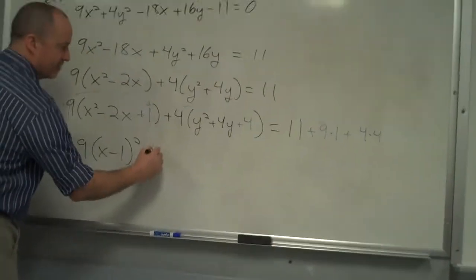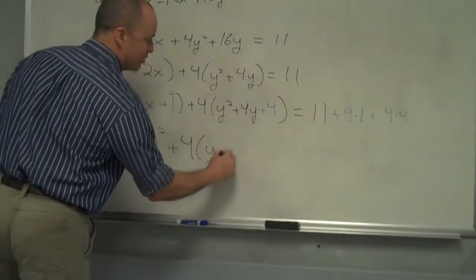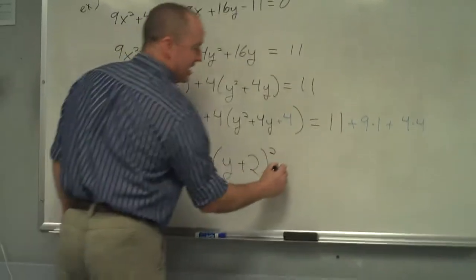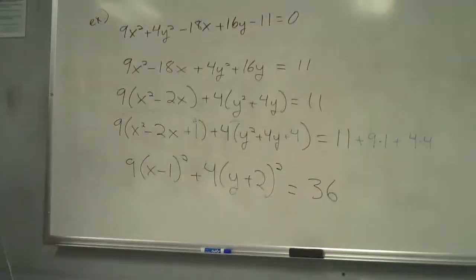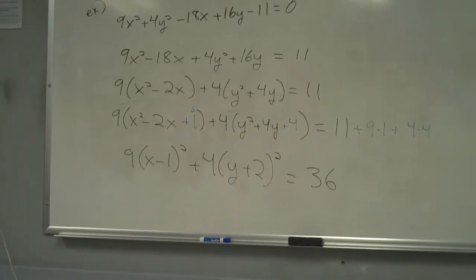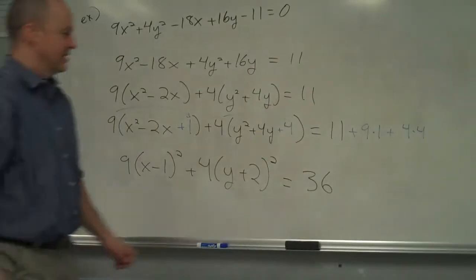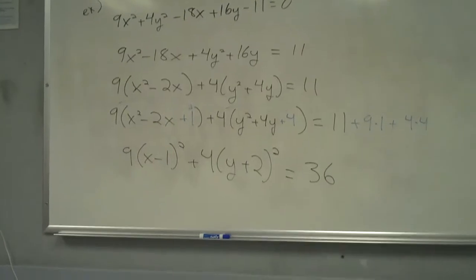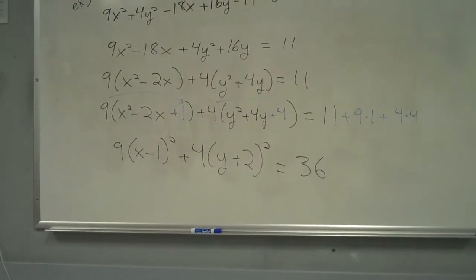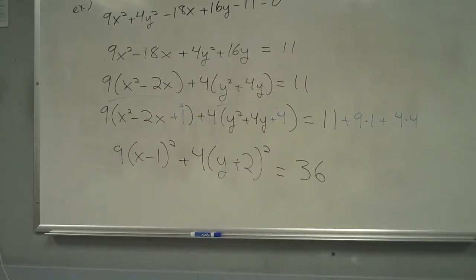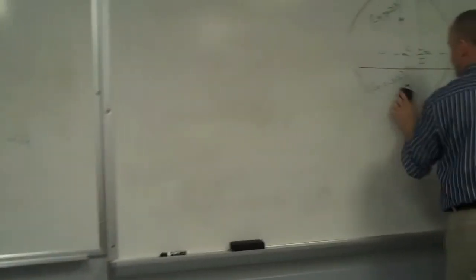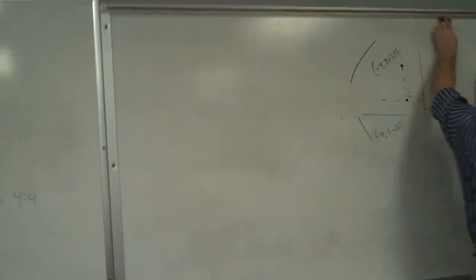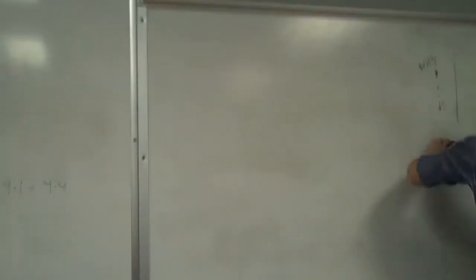squared plus 4 times y plus 2 squared equals 36. 11 plus 25. Is that correct? Yeah. Okay. Now, I mentioned before that the rules of the hyperbola only work if the entire equation is equal to 1. So you divide by 36. Divide everything by 36 and life will be good.